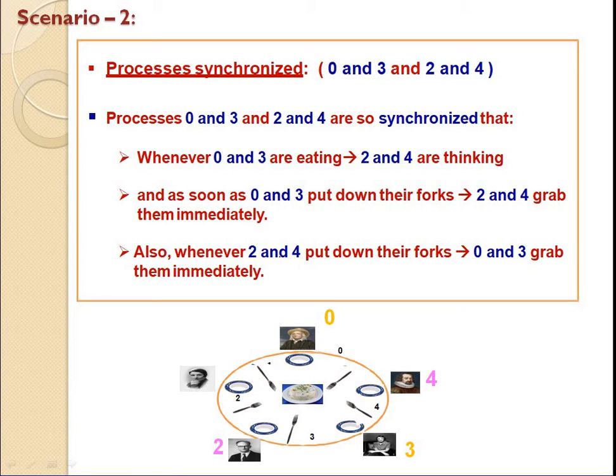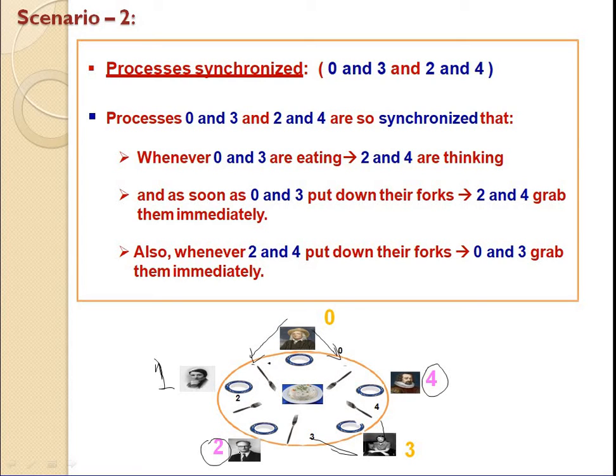And what is scenario 2? In scenario 2, philosophers 0 and 3, and 2 and 4, are synchronized. They are so synchronized that whenever 0 and 3 are eating, they will grab these two forks, and that time philosophers 2 and 4 are in thinking mode. And as soon as 0 and 3 put down the forks, then 2 and 4 can grab the forks immediately, because they are in thinking mode.